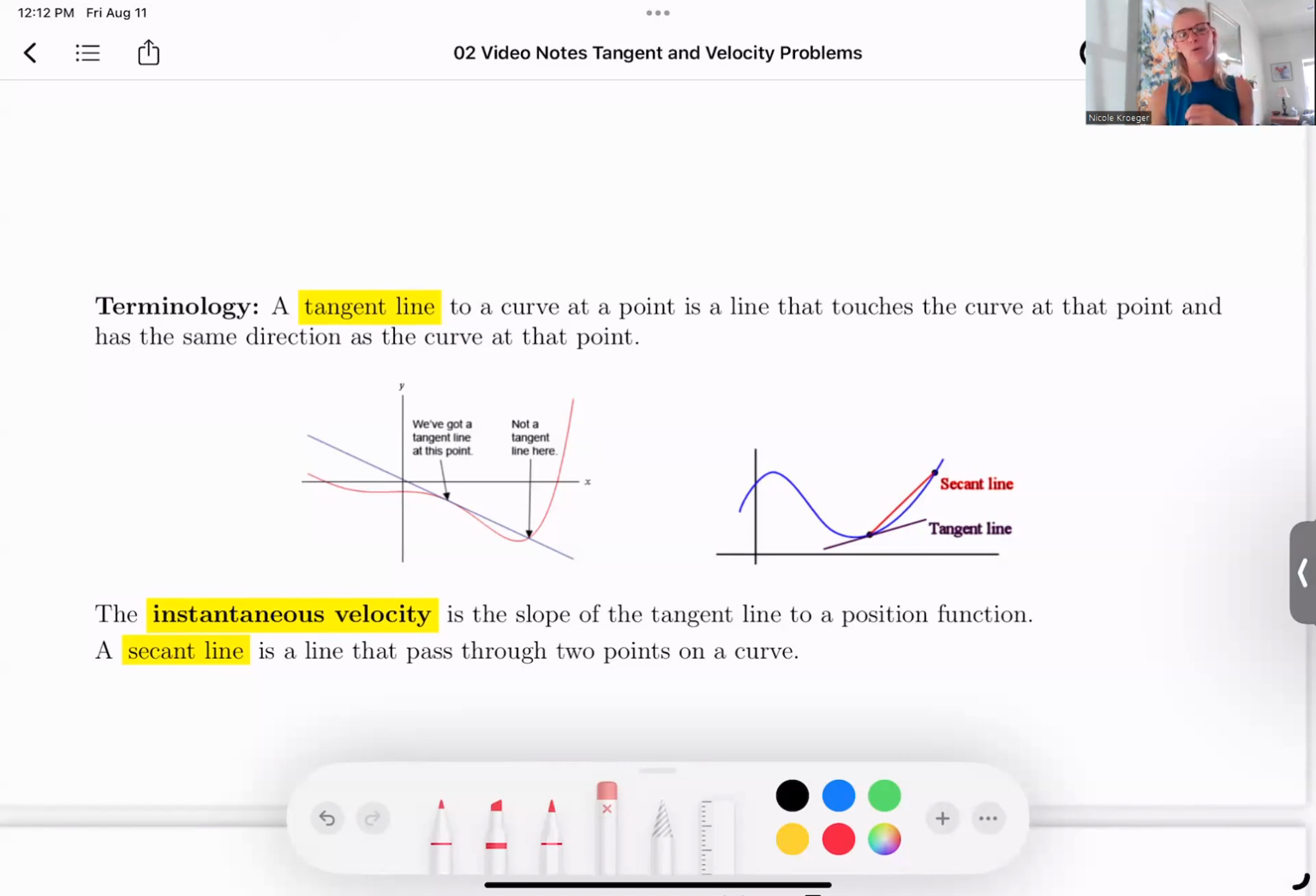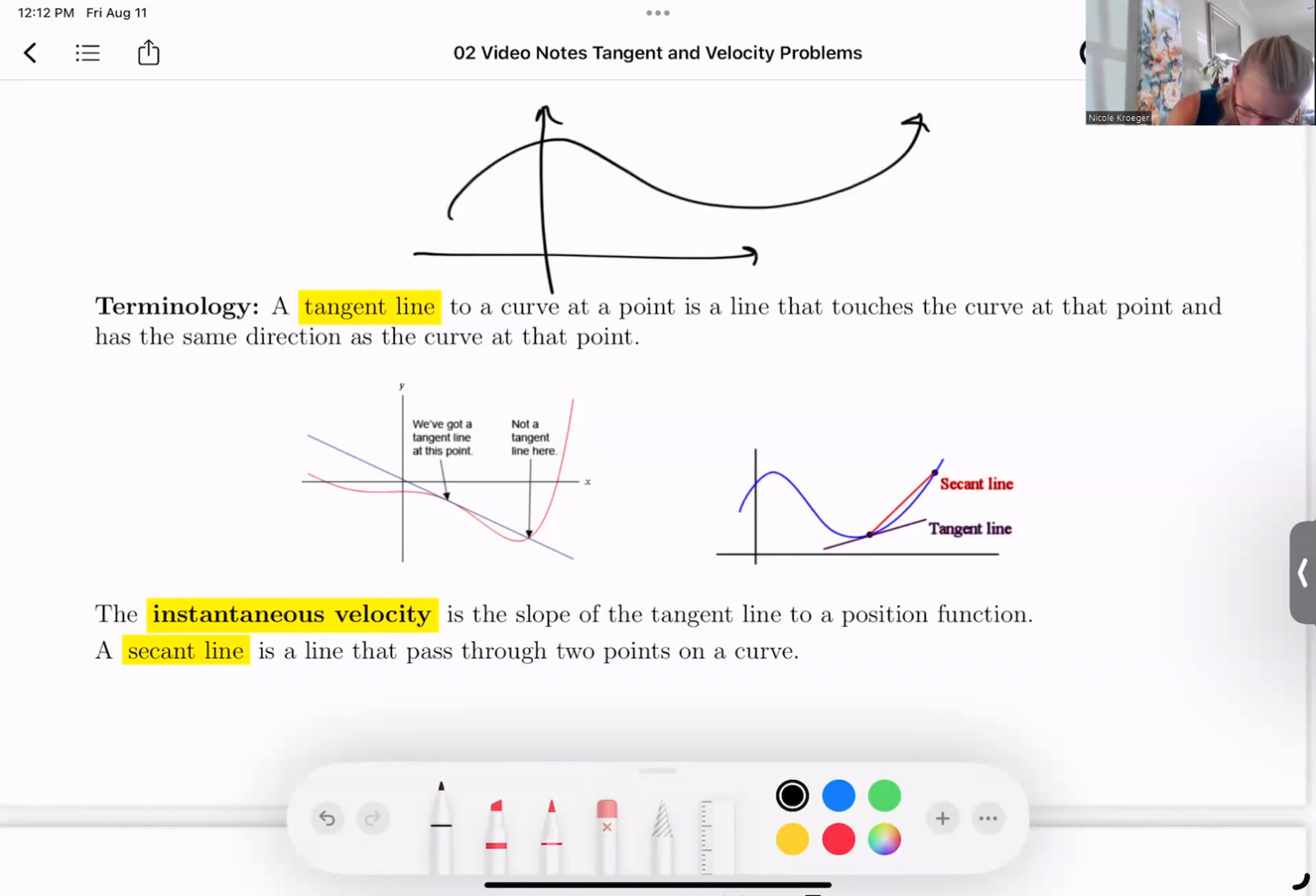So a tangent line to a curve at a point is a line that just touches the curve at that particular point and has the same direction as the curve at that point. So lots of words. Tangent lines are not too scary though. I've got a couple examples graphed below that you can look at, but let me do another example here. Just draw a curve.